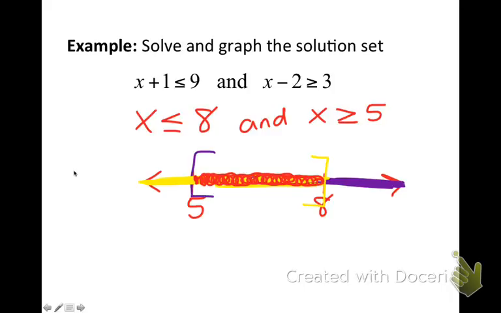I think Scott had it. Scott, what did you have back there? What did you have for your solution in interval notation? I didn't have it, but wouldn't it be bracket 5 and 8 with another bracket? Perfect.